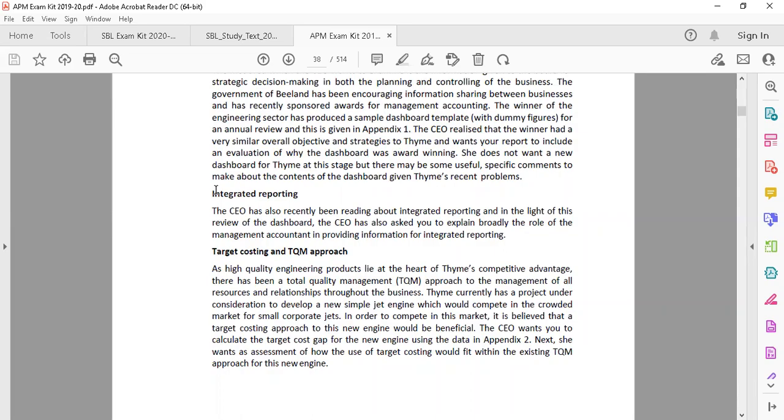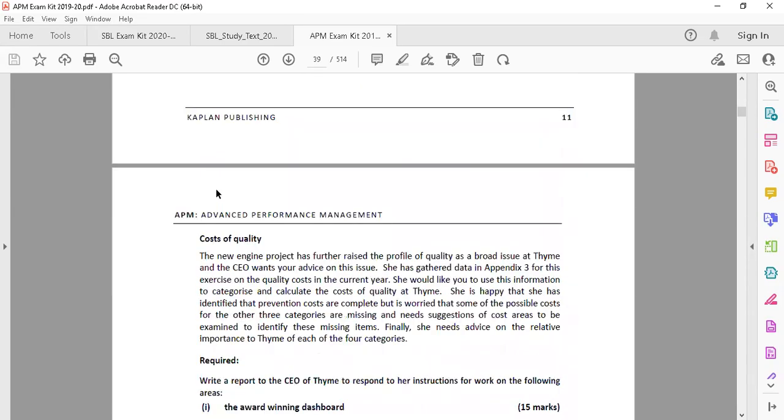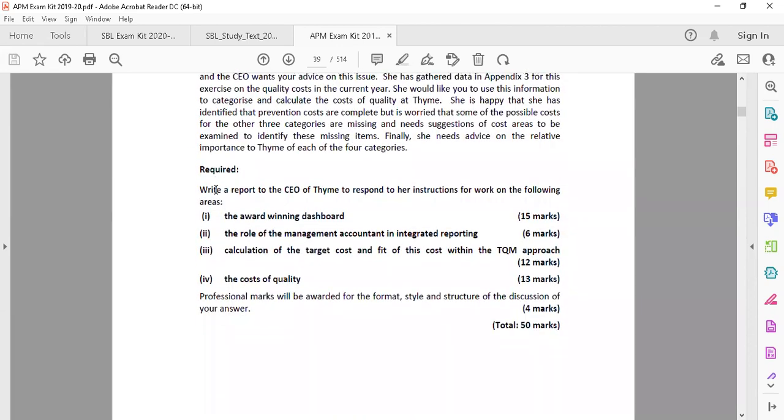That's the second aspect. The third aspect is about target costing and the TQM approach. So what's the concept of target costing? What's the concept of the TQM approach? We need to talk about that. The fourth one is what are the costs of quality? Four aspects.